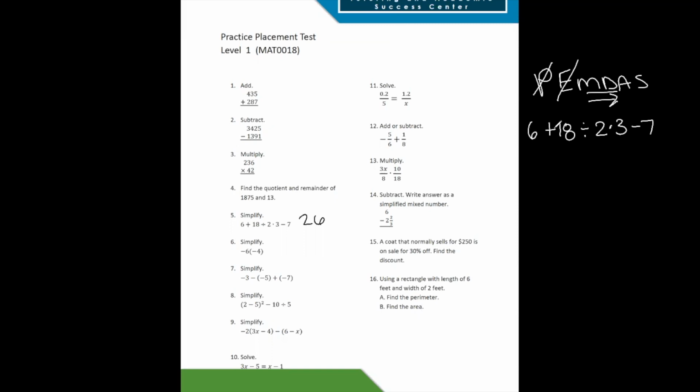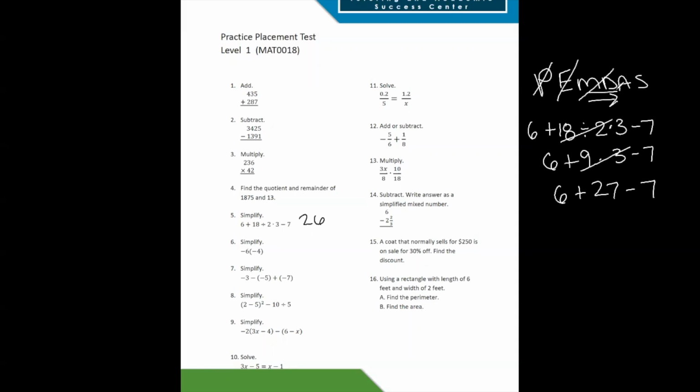So the first time I see multiplication or division is 18 divided by 2, which is 9. The rest of my expression stays the same: 6 plus 9 times 3 minus 7. So all I did was 18 divided by 2. I still have multiplication and division to do. So I see 9 times 3, which is 27. That means those are done, and I have 6 plus 27 minus 7.